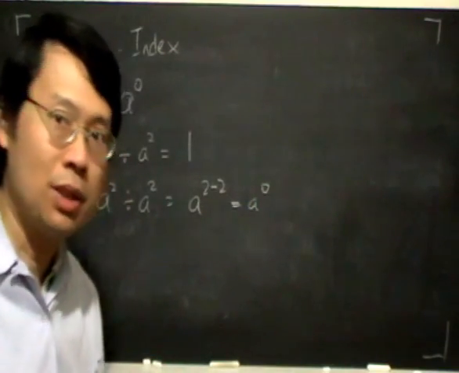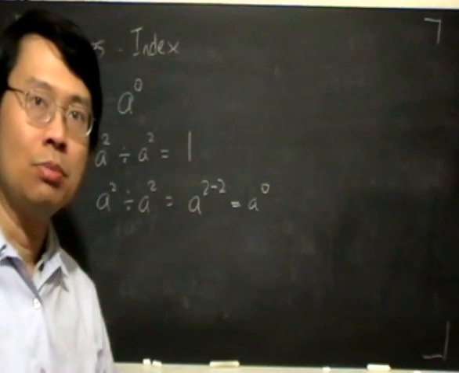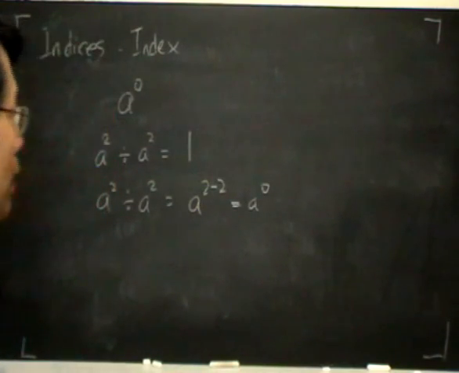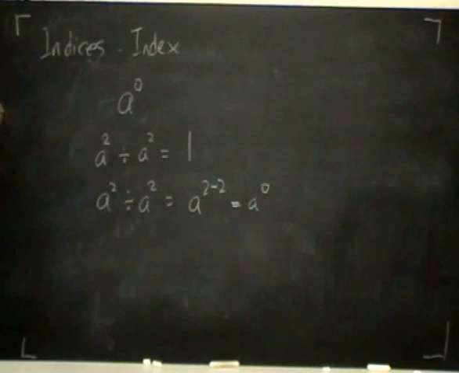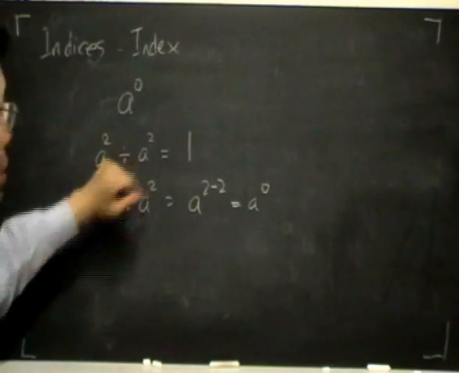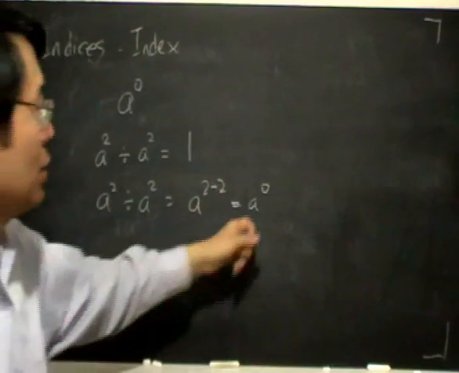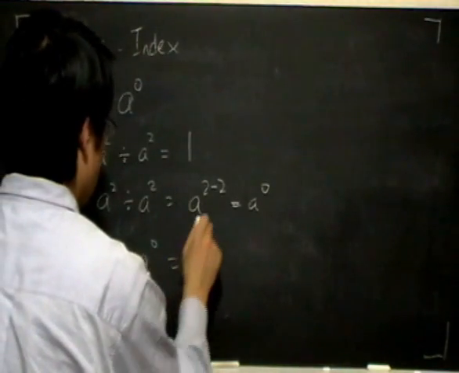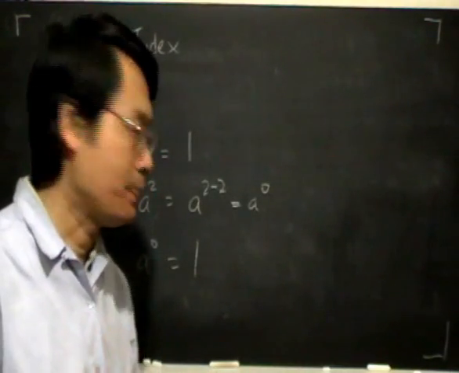What does a to the power of 0 mean? We know what a to the power of 1 means. We know what a to the power of 2 means. We even know what a to the power of minus 1 means. And even a to the power of half. But what is a to the power of 0? Well, we can discover the meaning by looking at a squared divided by a squared directly, because we already know that it is 1. So this means that a to the power of 0 is equal to 1. So that's the meaning of a to the power of 0. It is just 1.